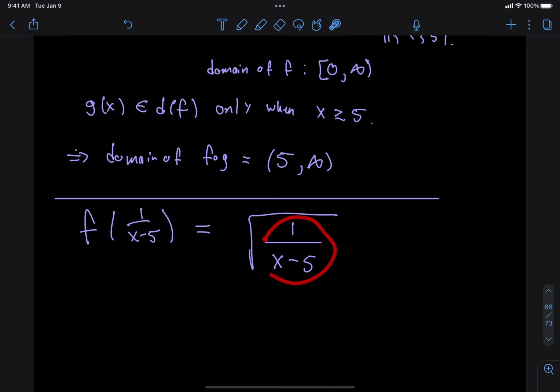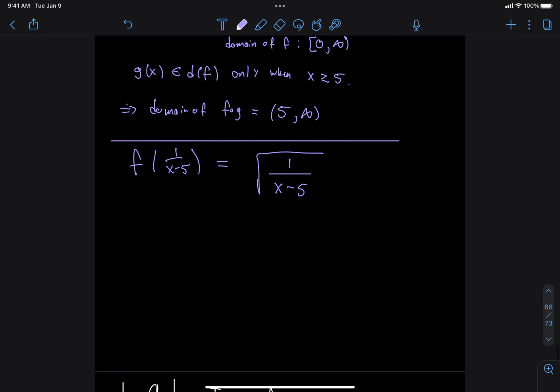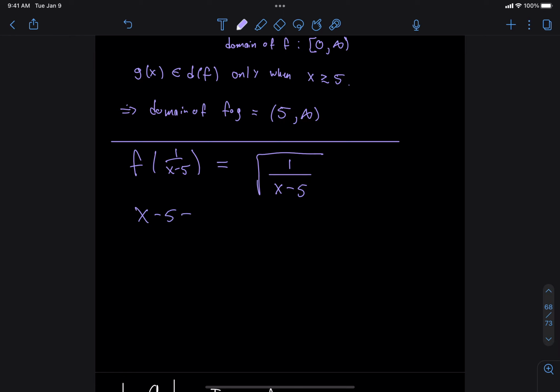But 1 over x minus 5 will never be 0. But that's beside the point. We need this number to be positive in order to take the square root of it. So basically you get two things. You get x minus 5 should not be 0, and x minus 5 should be larger than 0. Or 1 over x minus 5 should be larger than 0. They're both the same. Okay, so that is how we get the domain.